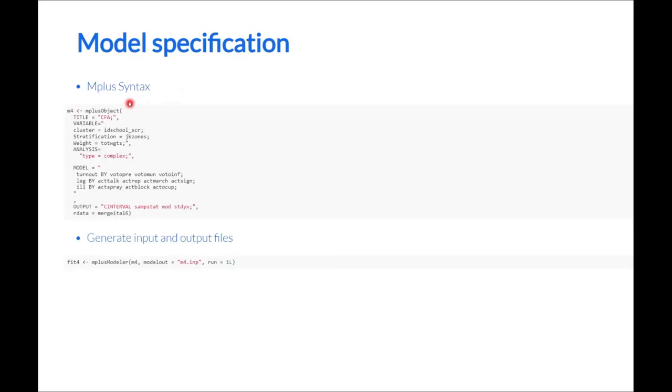This is the way in which we can create the Mplus syntax. We use this code in order to create the Mplus syntax. We can find the title and variables. Here we can specify the design: cluster, school ID, stratification, weight, total weight, and type of analysis, complex. Here we can specify the three latent variables, measured by the formal participation indicators, legal activities, and illegal activities. And this is the code to create the model in Mplus. This creates the input file for Mplus.